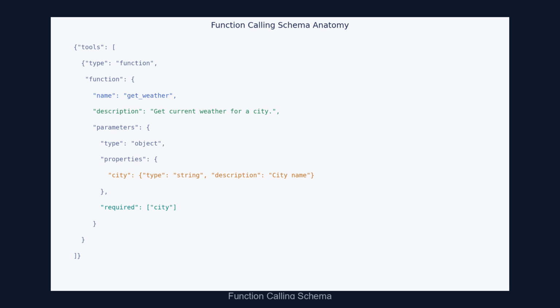The parameters block uses JSON schema format, an object type with a properties map where each property declares its type and description, and a required array lists which parameters must be present. Get the schema structure right in your training data and the model learns to emit well-formed calls. Get it wrong and you'll spend hours debugging malformed JSON at inference time.